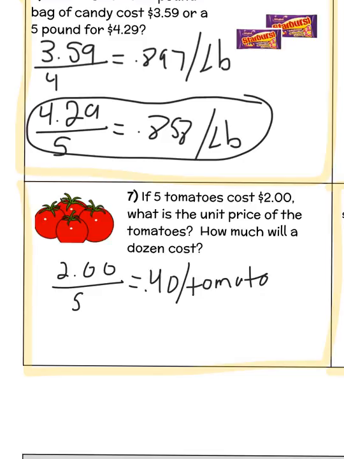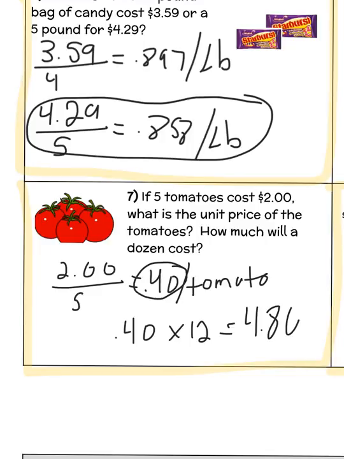Okay, so now it's asking how much will a dozen cost. So a dozen is 12. So we will take this 40 cents right here, the tomato cost, and we'll take 40 cents times 12, meaning 12 tomatoes, and this equals 0.40 times 12. This equals 4.8 or $4.80 for 12 tomatoes.